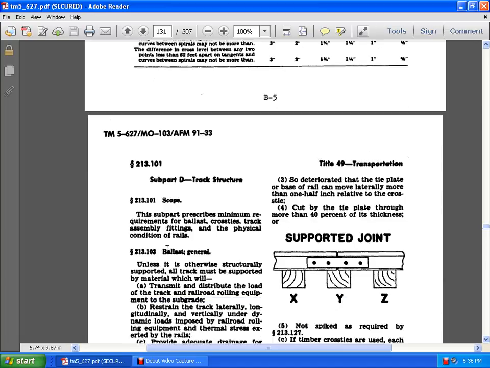213.101 to 213.103, Subpart D, Track Structure. 213.101 Scope. This subpart prescribes minimum requirements for ballast, crossties, track assembly fittings, and the physical condition of rails.